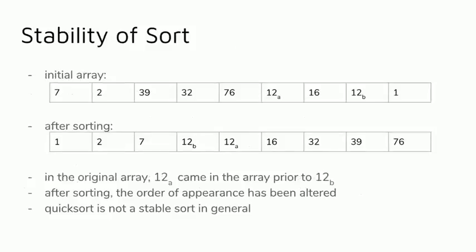So a sorting algorithm is said to be stable if two equal objects appear in the same order in the sorted output as they appeared in the unsorted input array. And as seen from the example just now, quicksort is generally not a stable sort, since the order of appearance of objects is usually altered after the sort is completed.